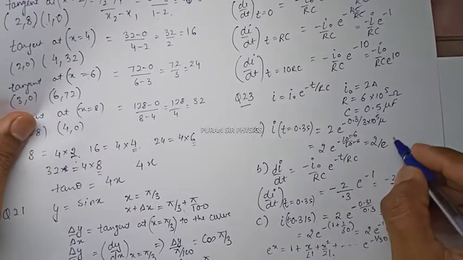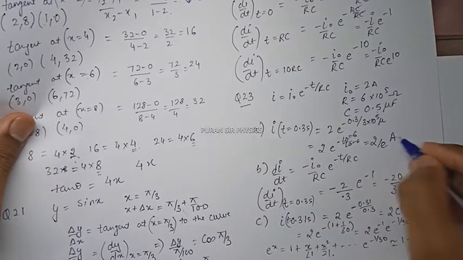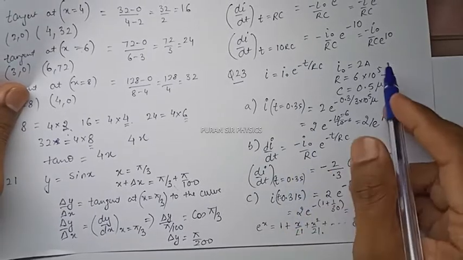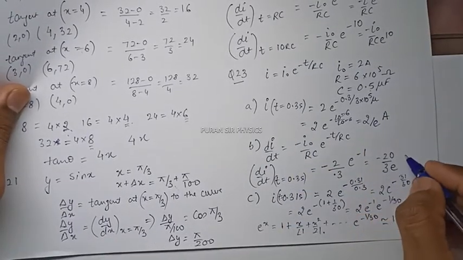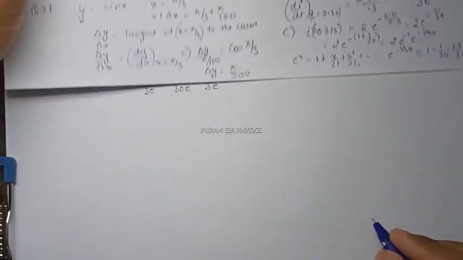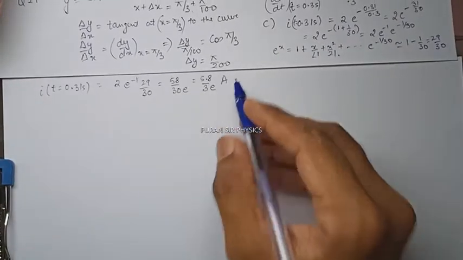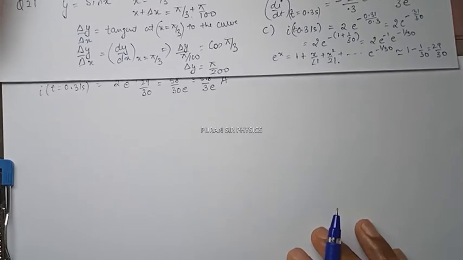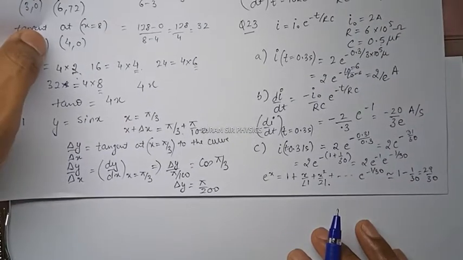Similarly in part A we have calculated current, so here it is necessary to put the unit because units are given, and here we will write rate of change of current, ampere per second. Similarly here it is ampere. So this is the answer of question number 23.